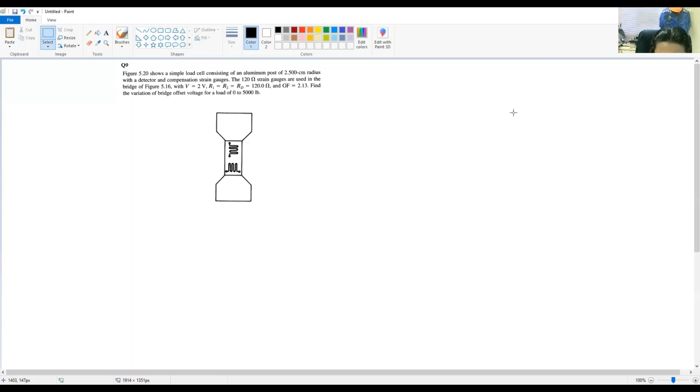Find the variation of bridge offset voltage for the load of 0 to 5000 lb. So we can find the strain at the 5000 lb load, then the resulting change in the resistance, and from that the bridge offset voltage. First we have to change the force to Newton, so convert into Newton. You can use your calculator. 0.04 lb per Newton. So in Newton, it will be 22,240 Newton.